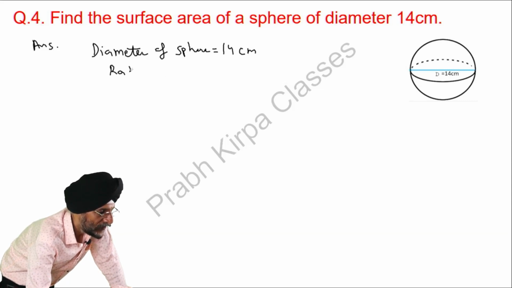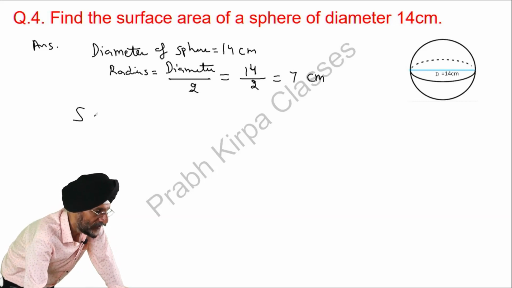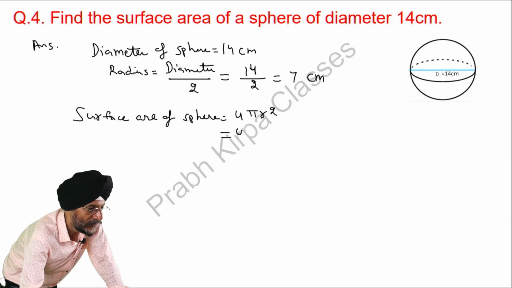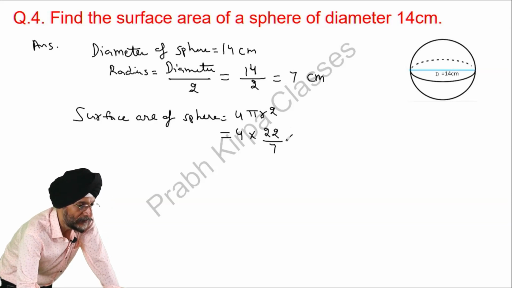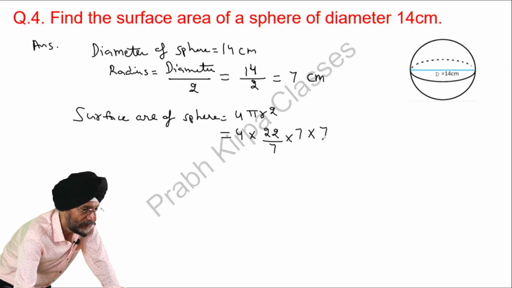You also know that radius is half of diameter. Diameter divided by 2. Now 14 is divided by 2. So the radius comes 7 centimeter. Now what is the formula to calculate the surface area? Surface area of sphere is 4 pi r square. Now we will put the relevant values. Pi is a mathematical constant and its value is 22/7. Now we will put in the value of r square. R is 7. 7 into 7.